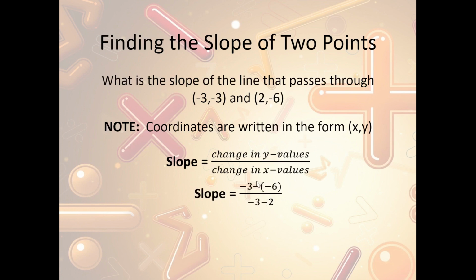And when I simplify, this really becomes plus positive. So -3 plus 6 is 3, and -3 minus 2 is -5. So it's 3 over -5, which is just -3/5.